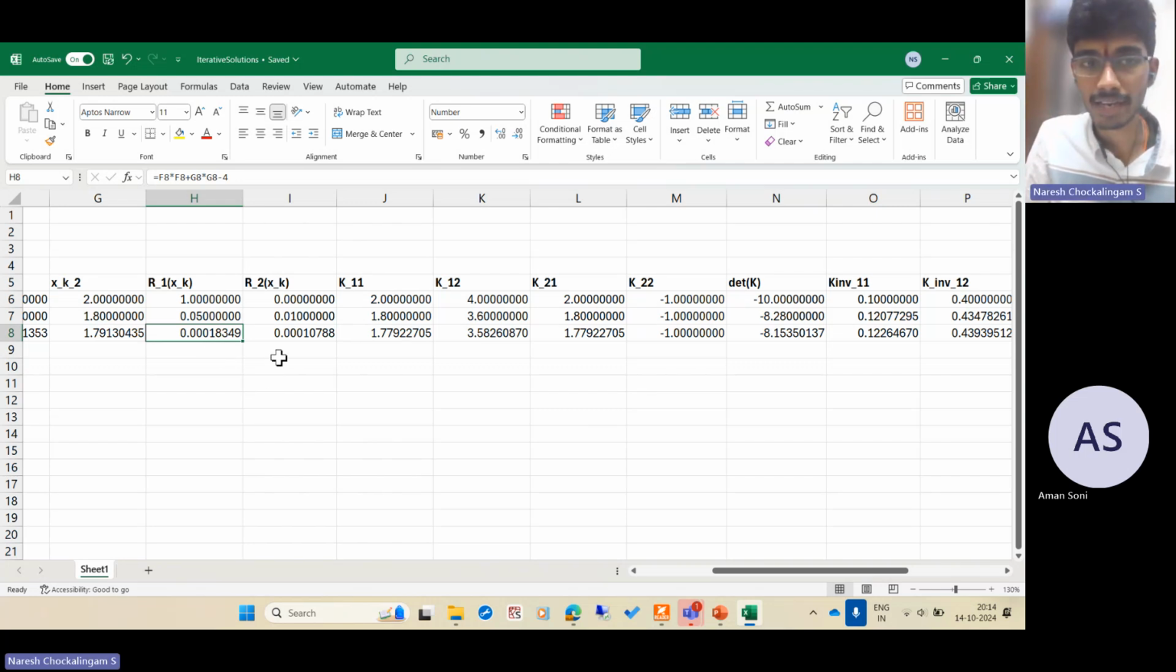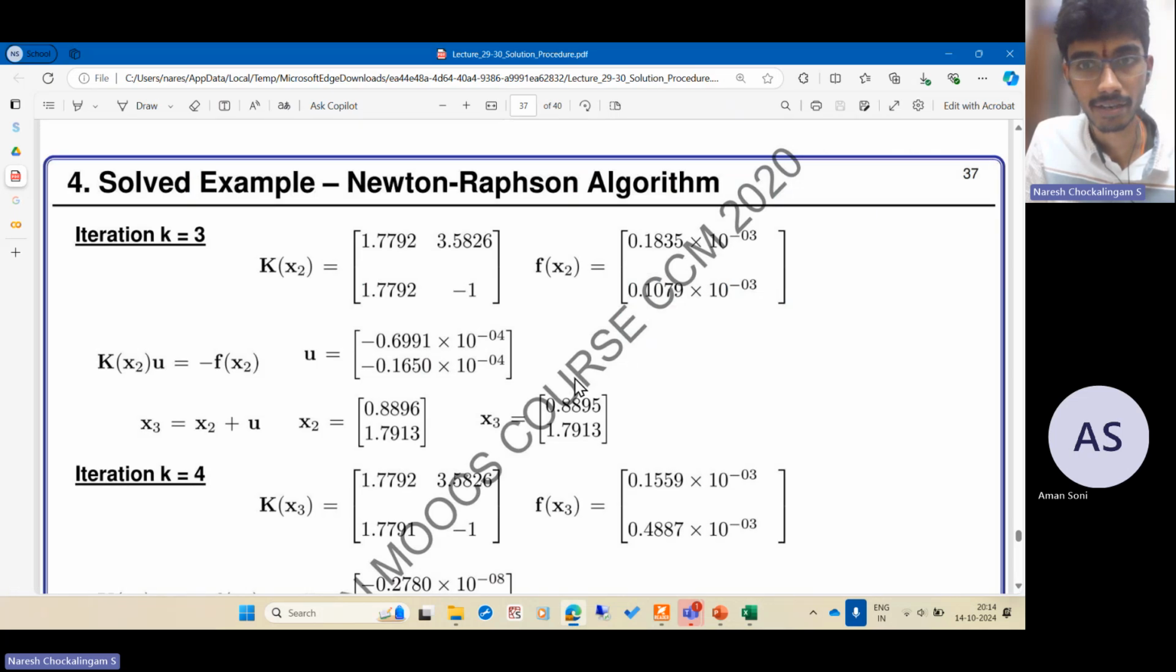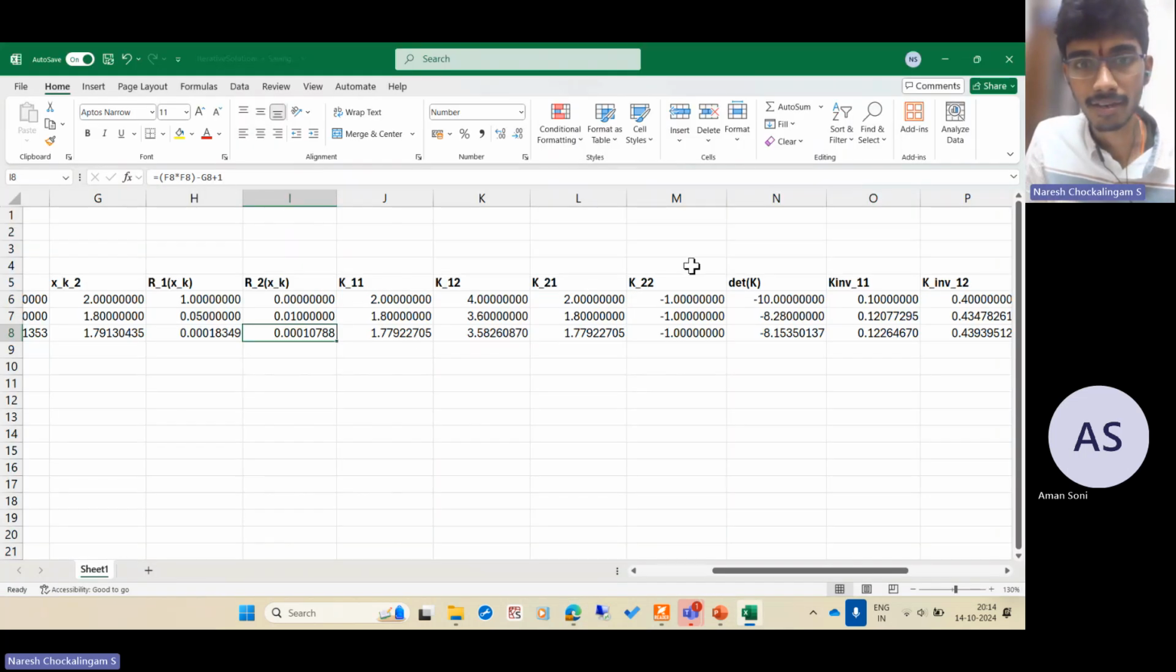and 1.79130. R of x2 is 0.018349 and 0.00010788. So that is what we have here. And the stiffness matrix entries are also matching.